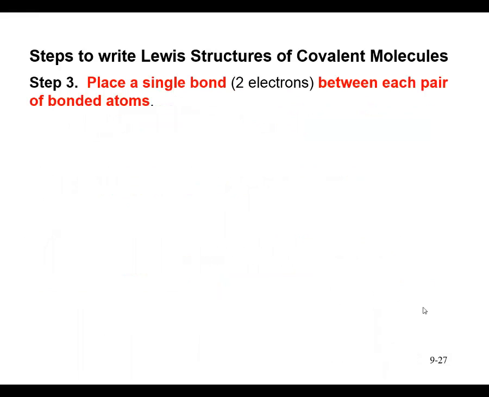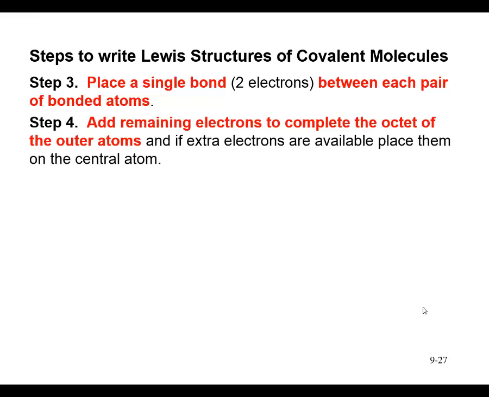Now for step 3. When we're placing our bonds between each of the bonded atoms, we'll often start with a single bond. Each line we show represents 2 electrons being used in that Lewis structure. Now, however, for step 4, you might have extra electrons to place after you put a single bond between each of the bonded atoms. If you have extra electrons, we normally will place those on the more electronegative atoms.